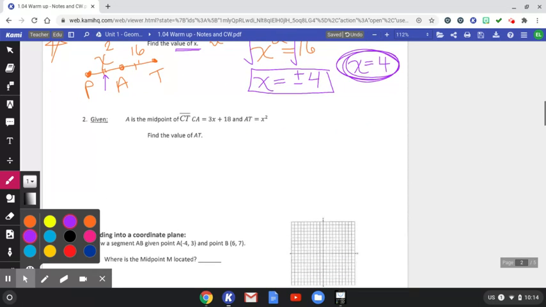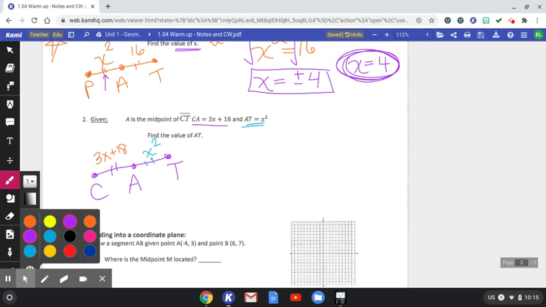Moving down to number 2. A is the midpoint of CT. So here we're going to have segment CT. C is at one end, T is at the other, segment CT. A is the middle piece. If CA is represented by 3x plus 18, and AT is represented by x squared. Again, those two pieces are equal.